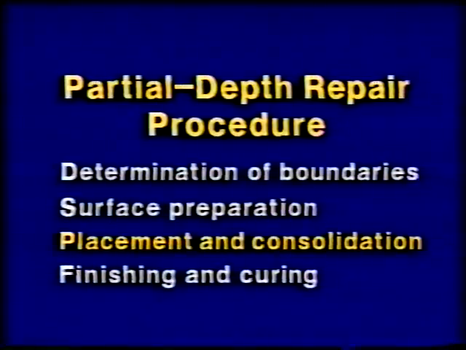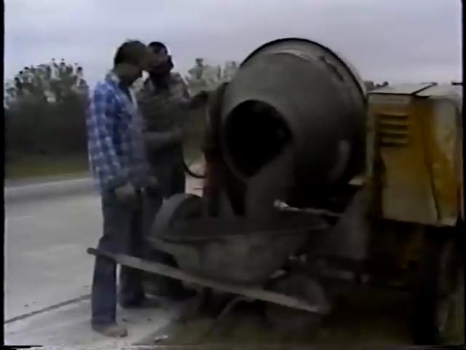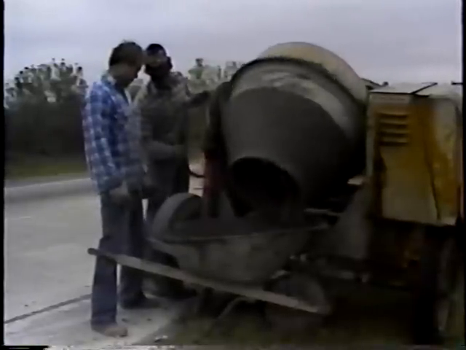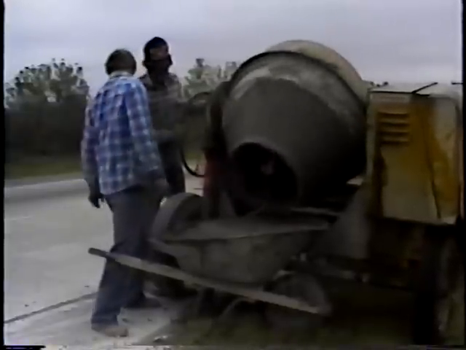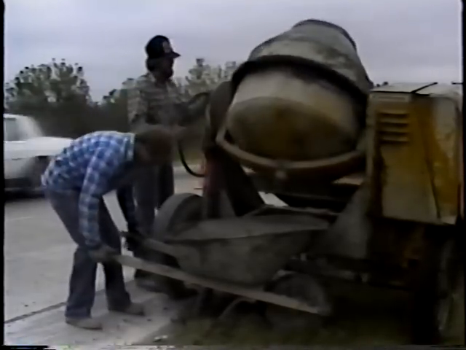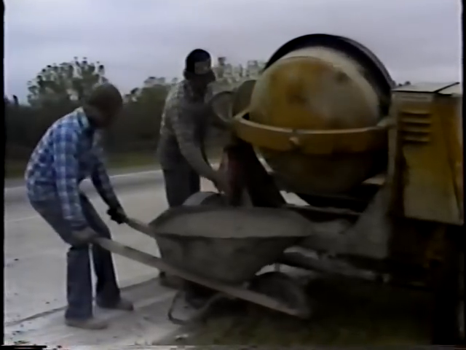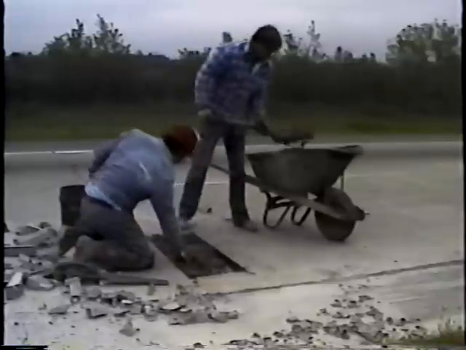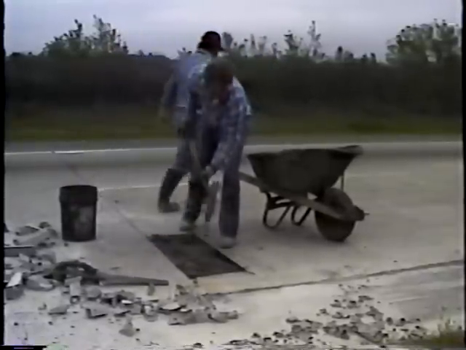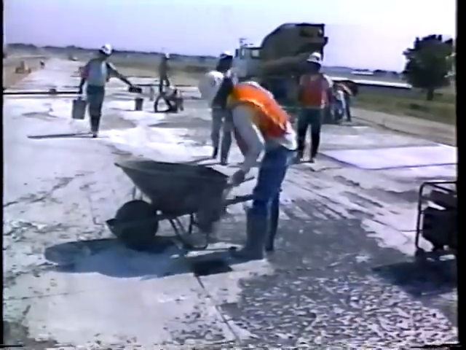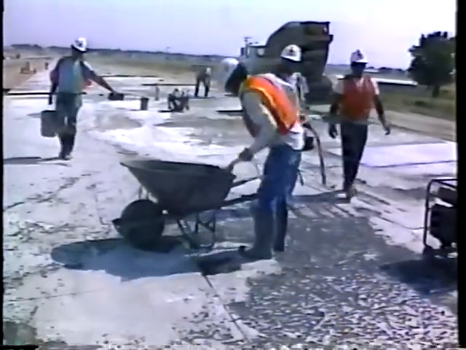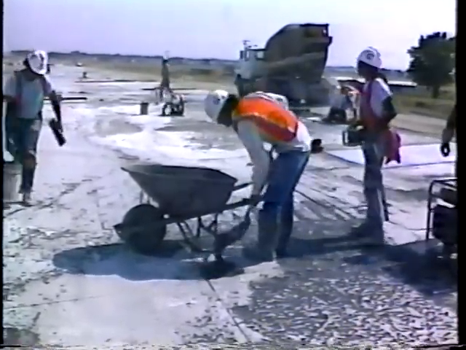Now, placement and consolidation of the repair material. Because of the small amounts of concrete typically required, drum or paddle mixers are normally used to mix the concrete at the job site, especially when rapid set concrete is used. In any case, the material must be mixed according to the specified procedures. Once the material has been mixed, it should be shoveled into the repair area to avoid segregation. And it's best to overfill the repair so that it'll be completely full after consolidation.